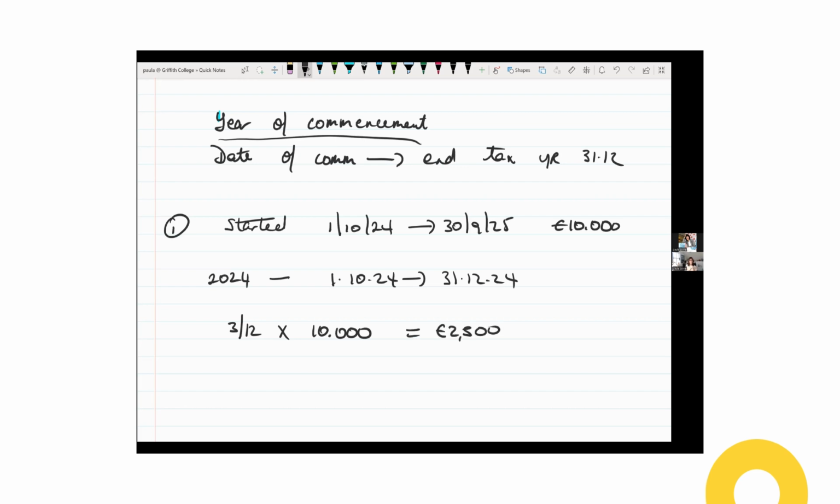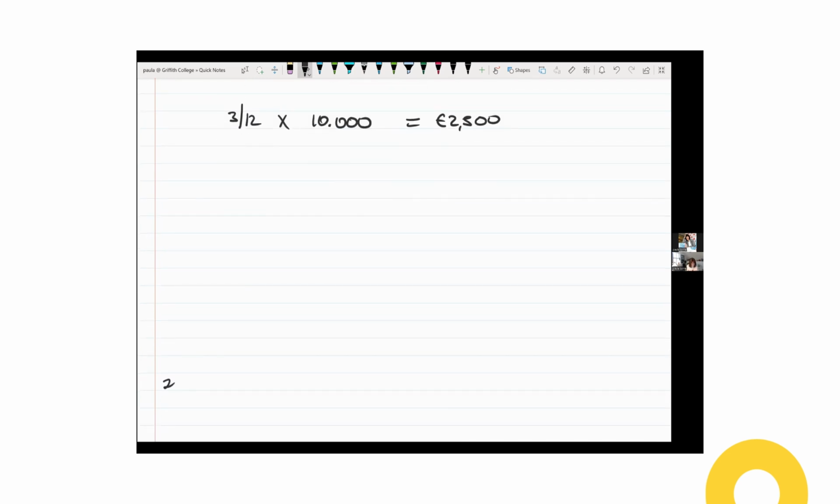So for the year of commencement, I will only be taxed on a proportion of that because it goes into the following tax year. And I'm only interested in the 3 months relating to this year to bring me to the end of the tax year. Okay, leave a space there and let's move on to the second example.